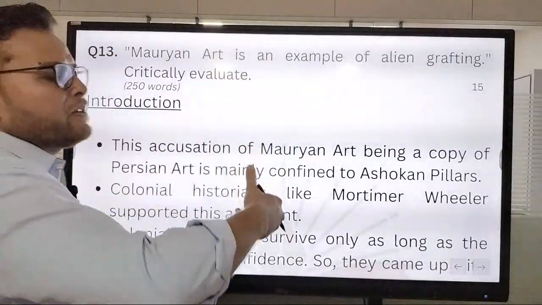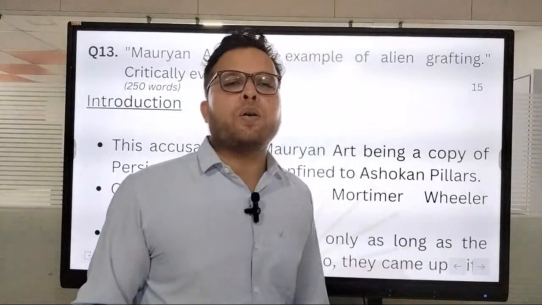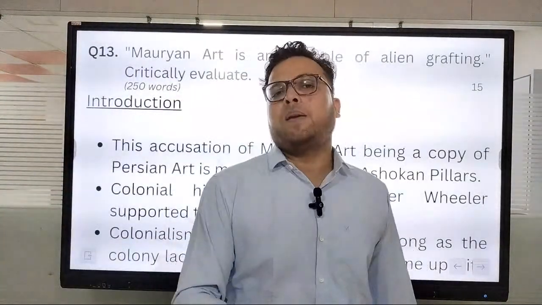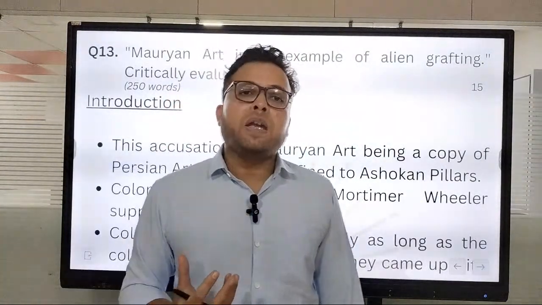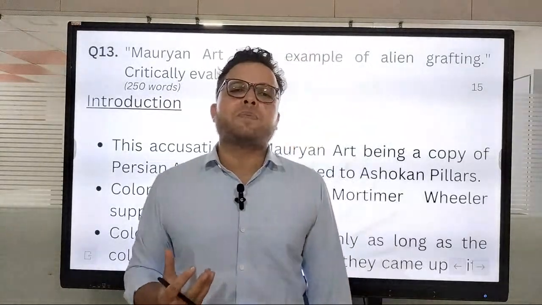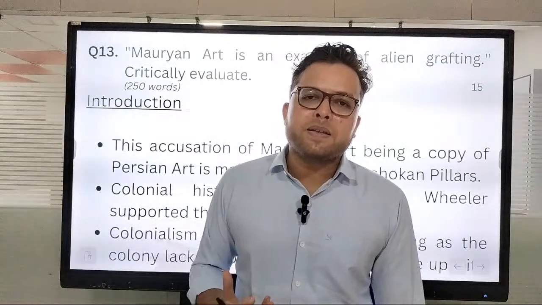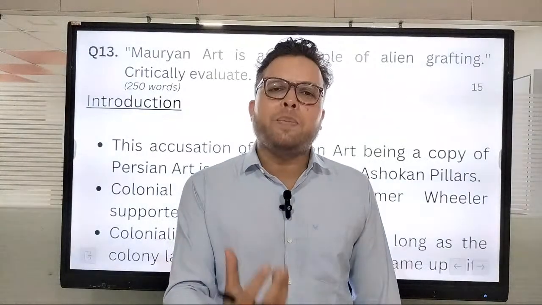And who made these allegations? All these allegations are normally made by colonial historians like Mortimer Wheeler, because what was their objective? He wanted to hit the confidence of the masses, because Britain was practicing colonialism and India was a colony. The United Kingdom would be able to sustain colonialism only as long as the masses lacked confidence. So it was very important for the sustenance of colonialism that the masses do not gather enough confidence. So such things were said to ensure that the masses do not end up having enough confidence.